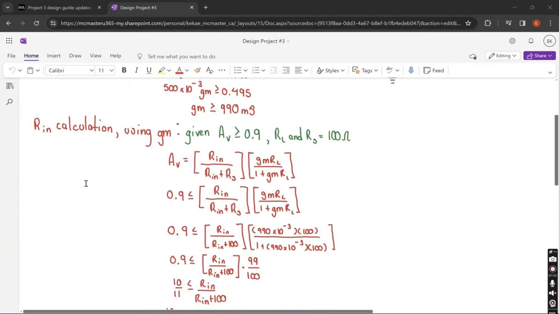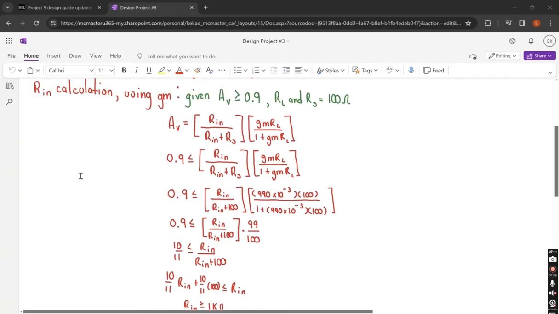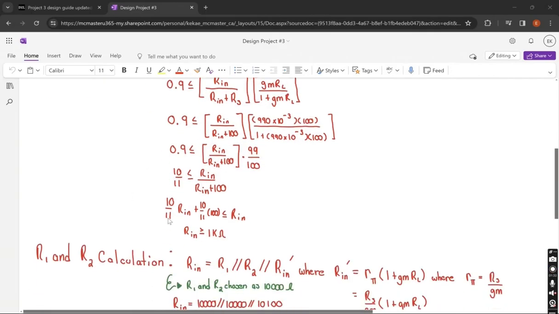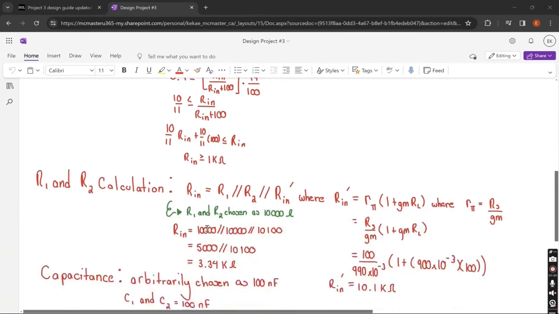Now, utilizing this gm calculation, we can find Rin. We are also given that Av is greater than or equal to 0.9, and both RL and Rs are 100 ohms. Now, utilizing the formula Av is equal to Rin over Rin plus Rs multiplied by gm times RL over 1 plus gm times RL, we can solve this and rearrange to get the value of Rin being greater than or equal to 1 kilo ohm.